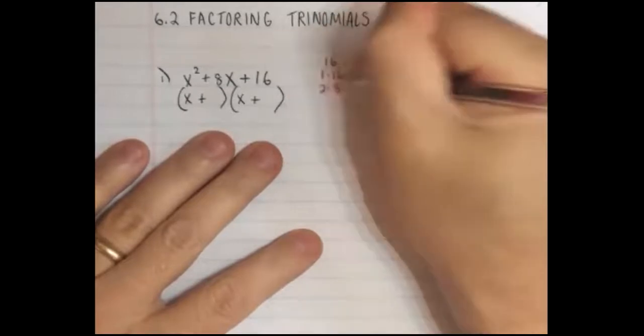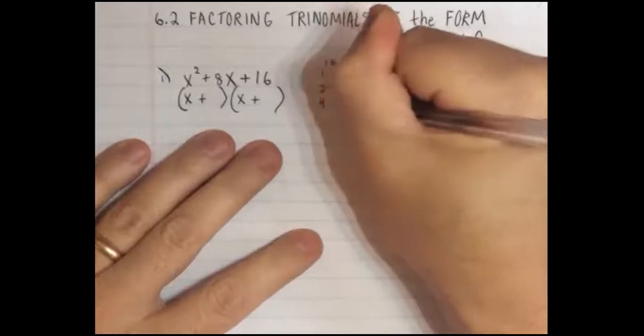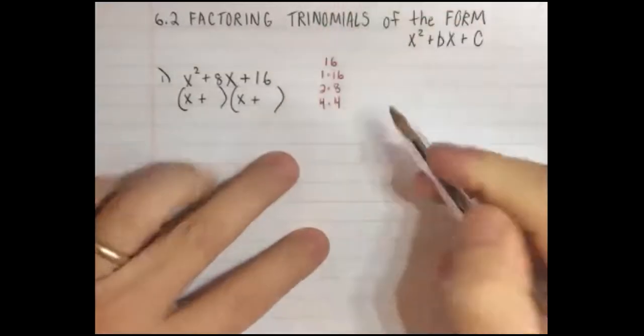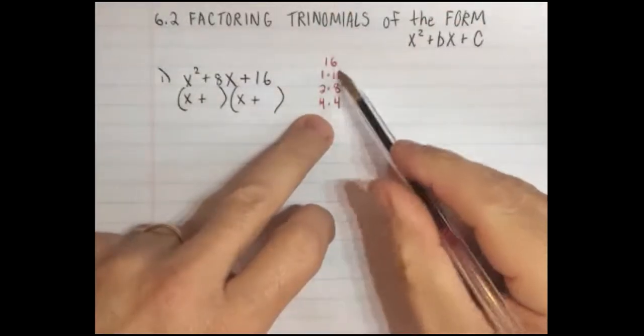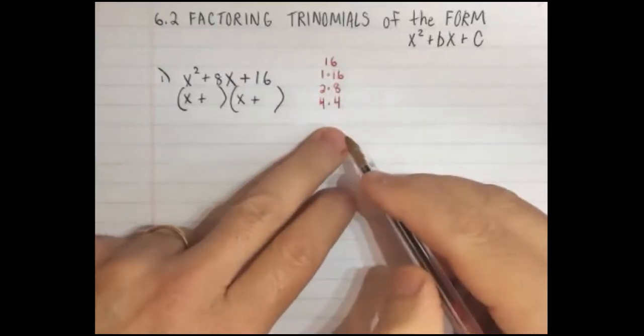2 times 8, and in my mind, I'm thinking, does 3 go into it? No. And then the next one, 4 times 4. So these are the 3 different ways that I can get 16. I can multiply numbers together to get 16.